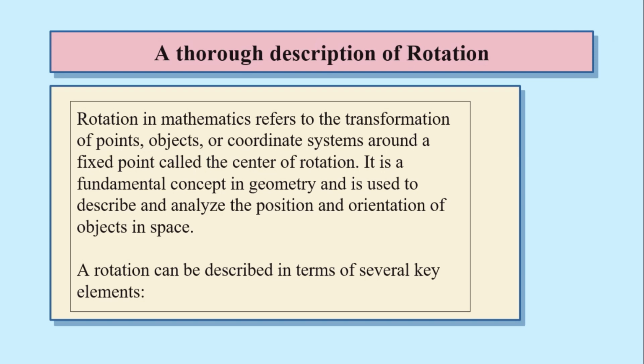Rotation in mathematics refers to the transformation of points, objects, or coordinate systems around a fixed point called the center of rotation. It is a fundamental concept in geometry and is used to describe and analyze the position and orientation of objects in space. A rotation can be described in terms of several key elements.